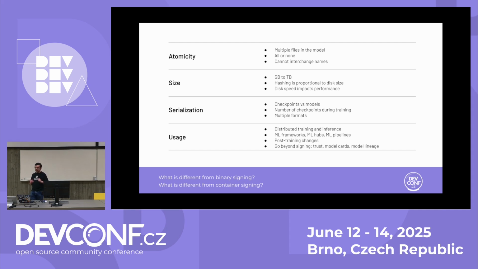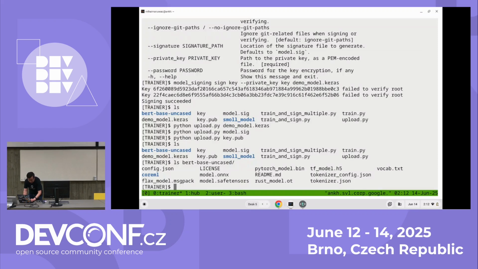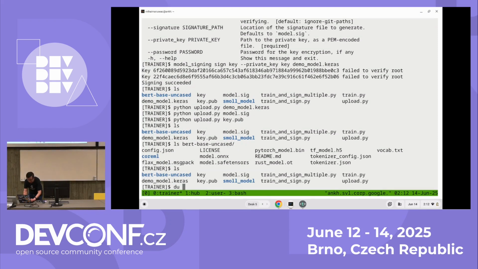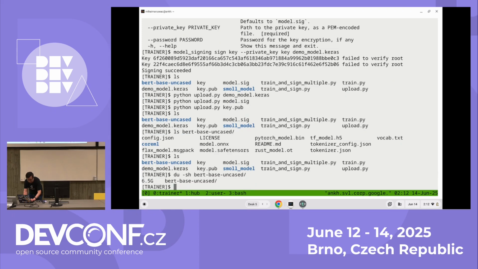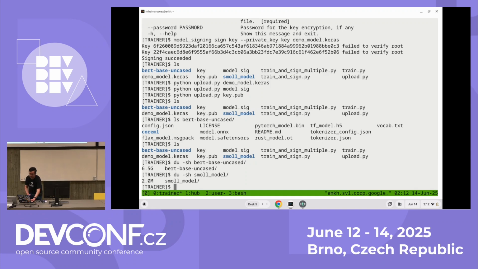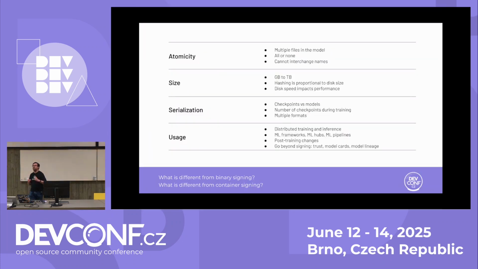Moving on, the next criteria is the size. Models in general are of various sizes. We could have models of several kilobytes, several gigabytes, and up to terabytes. On this directory here for the trainer, BERT is 6 gigabytes, and this other small model here is 2 megabytes. So these are two extremes that I use, and we can sign both of them in a similar time.